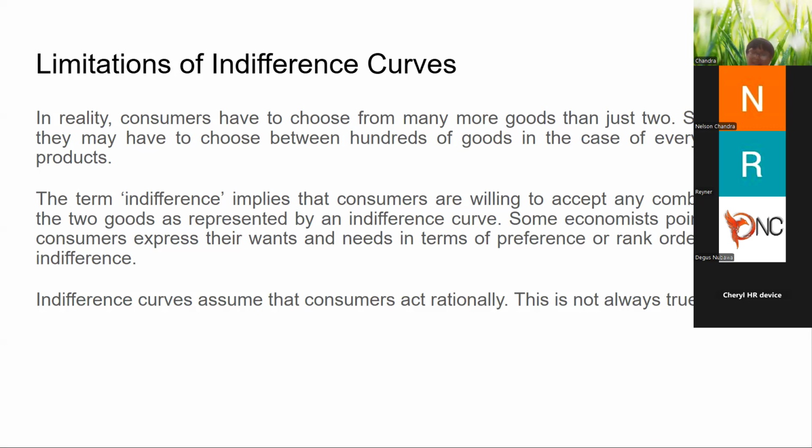The second limitation is that the term indifference implies that consumers are willing to accept any combination of two goods as represented by the indifference curve, but in reality, they might not be indifferent. They might not be indifferent for all types of goods. They might have preferences for one good compared to another. That is why they cannot be set as indifferent. The third, indifference curves assume that consumers act rationally, but in real life, consumers do not always act rationally.